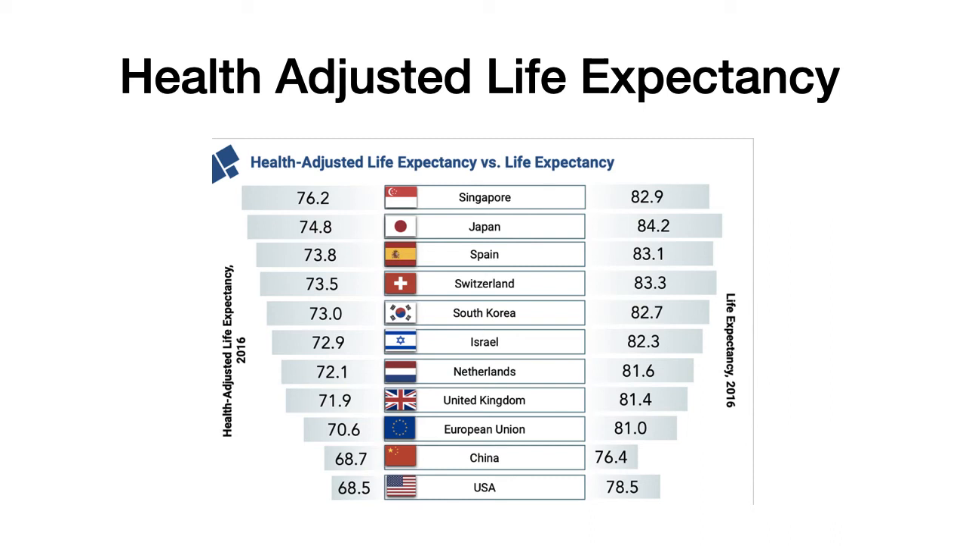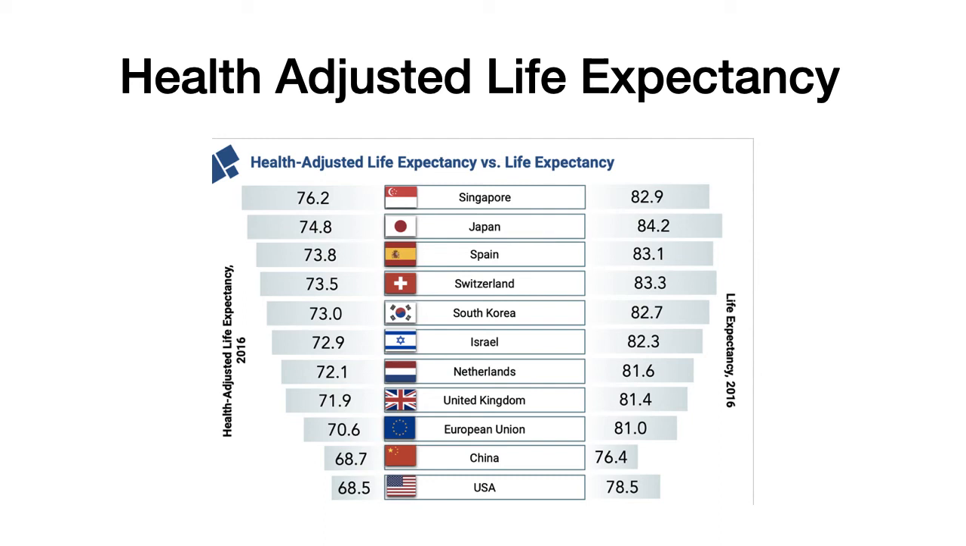You can see at the top of the list we have Singapore, where the life expectancy in 2016 was 82.9 years, and the health adjusted life expectancy was 76.2 years. What that means is that a general population measure of people in Singapore has roughly 6 years of impact on their quality of life based on illness or disability.